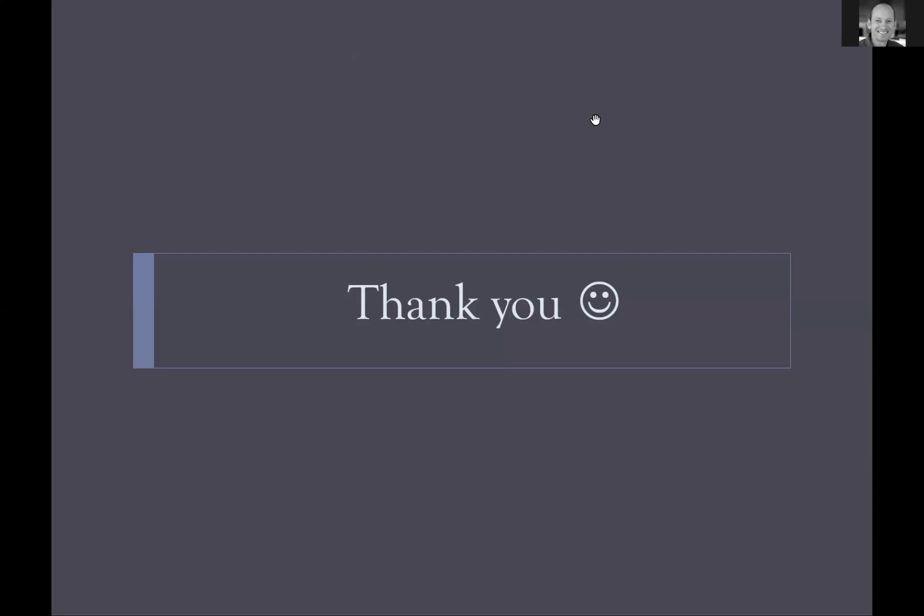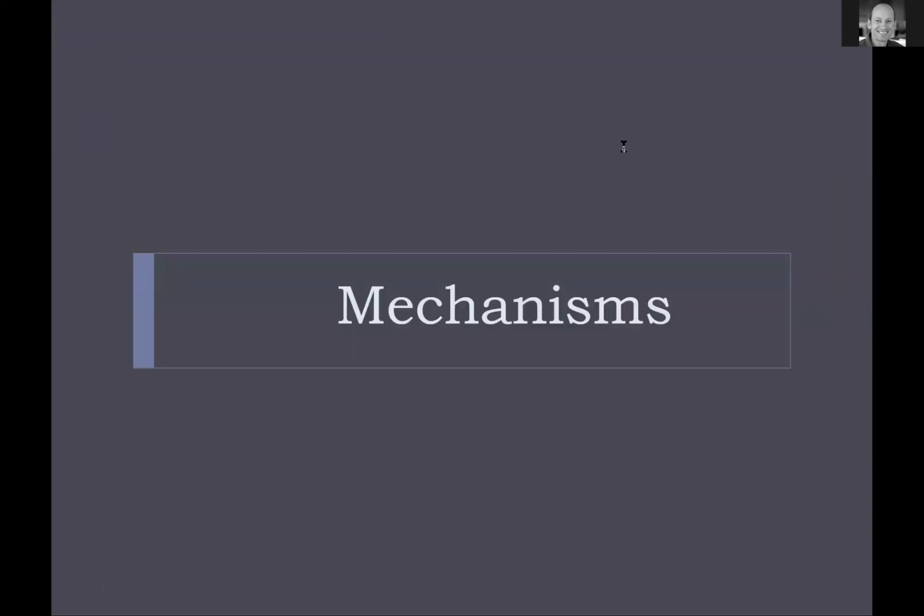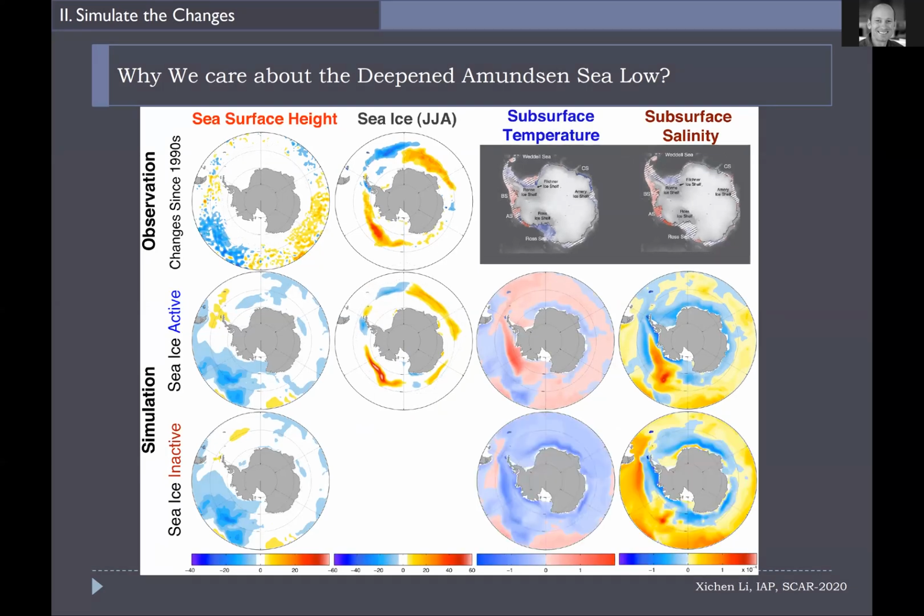Yeah, sure, Zichen. Could you give a bit more detail about your sea ice inactive experiment? Presumably you're prescribing a climatological heat and freshwater state?